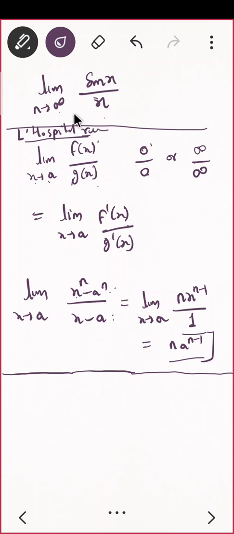My question is, can I use the L'Hopital rule here? That is my question. So, what should you ask? Where do your numerator and denominator go? What about the numerator, sin x? And what about the denominator? You are sure that the denominator goes to infinity, correct? What about the numerator? Perfect, very nice. That is what I wanted. Sin x will never go to infinity, correct?